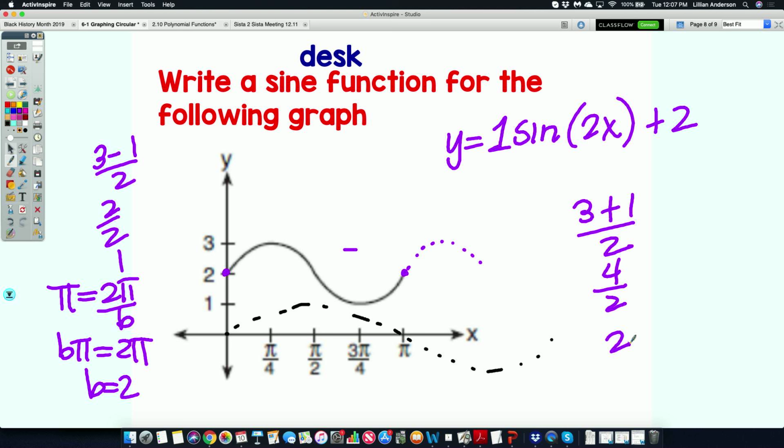Yes, ma'am? Is there not a horizontal shrink? There is a horizontal shrink. How do you think that? A horizontal shrink is when the graph is basically squished in. Right. So this will be an example of a horizontal shrink. Yes. Is that not in our equation? It is what the 2 represents.